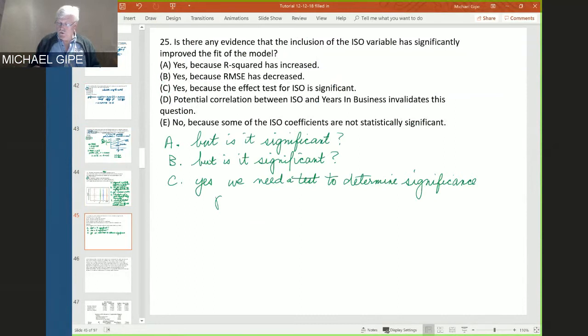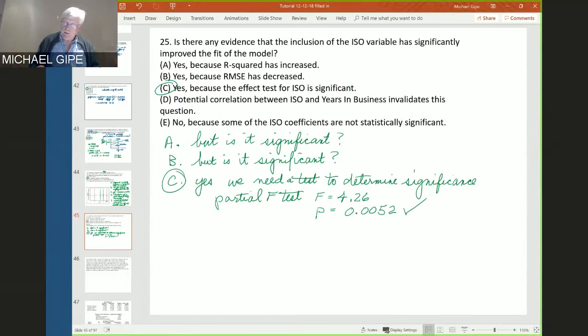And so we have a partial F test that we can look at. And we have an F value of 4.26 and a P value for that of 0.0052. And that tells me, yes, it is significant. And that is the correct answer. Let's look at D, see why it's not.